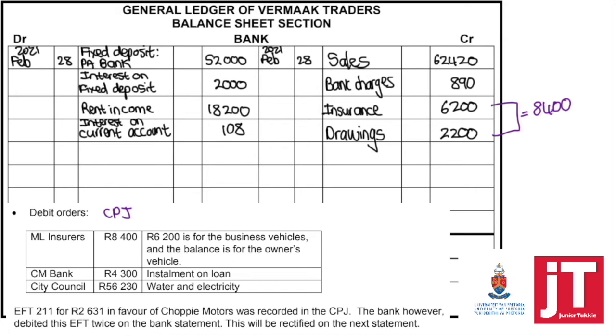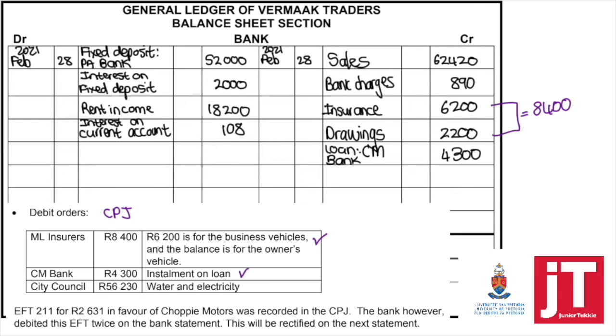Our next debit order, CM Bank, 4,300 installment on loan, which means a payment was made towards the loan. From the CPJ, bank is always credited. So payment, loan, CM Bank, 4,300. Very important. You cannot just write loan. You have to write CM Bank. I can have different loans from different financial institutions, so you need to be specific.